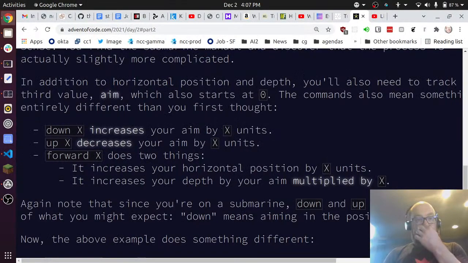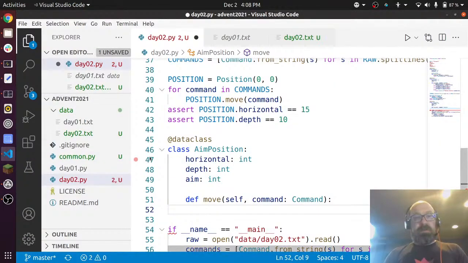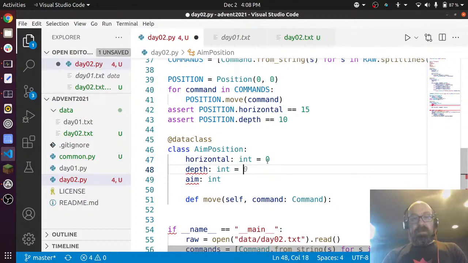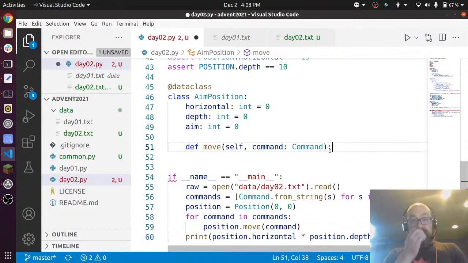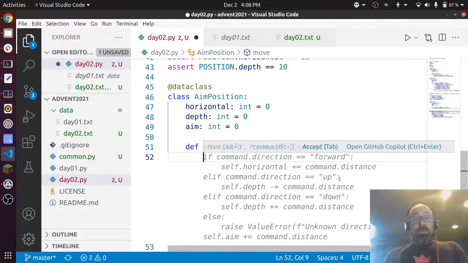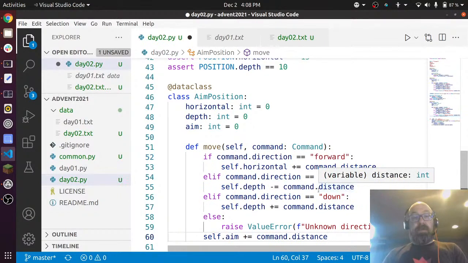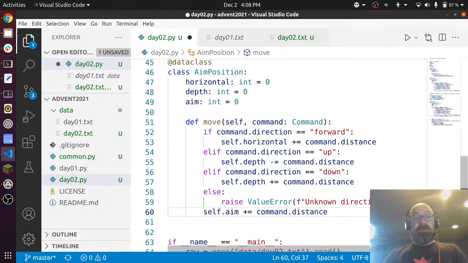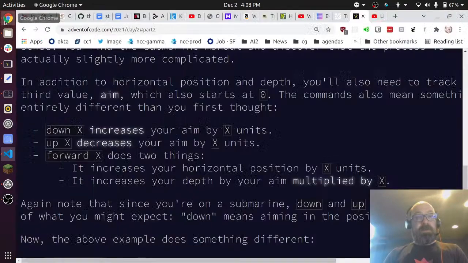And now let me go back and read this and make sure. You also need to track the value aim, which also starts at 0. So let me just put default values in for all these, to make our life easier. Horizontal int equals 0, depth int equals 0, aim int equals 0. Move self command. Okay, so these are wrong, but let's go figure out what the right thing is.